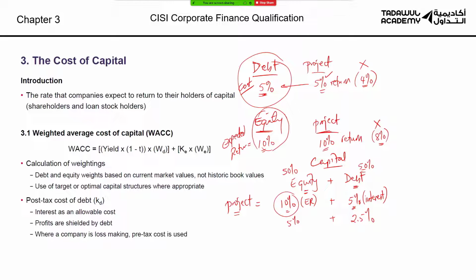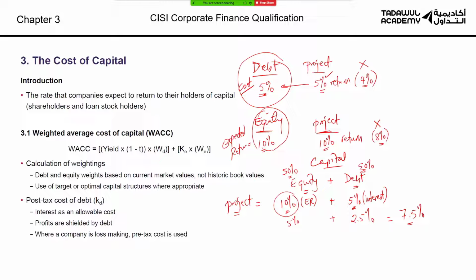Because you are using a combination of both equity and debt. So if it's 50-50, well, then you have to take half of the cost of equity and half of the cost of debt. So this project should bring you at least a 7.5% return in order to be acceptable to the investors and in order to cover the cost of debt.